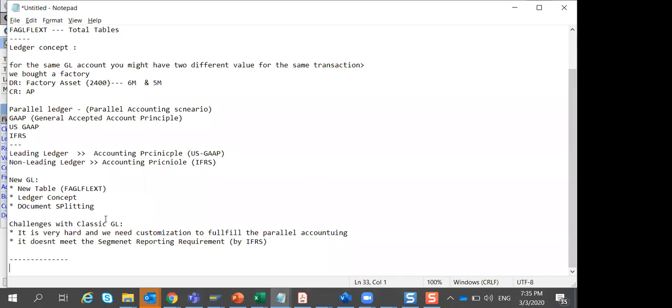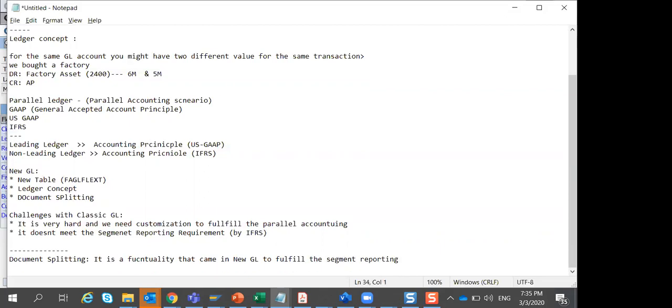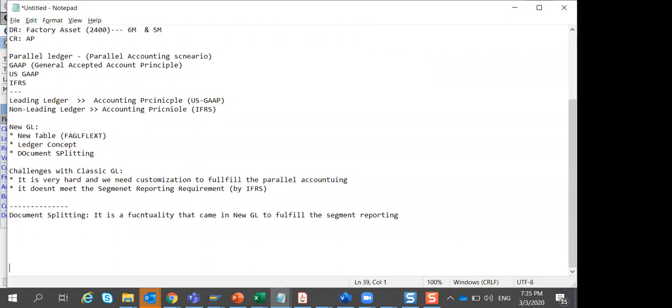Okay. Now I'm going to talk about document splitting. It is a functionality that came in new GL to fulfill segment reporting. Got it? To fulfill the segment reporting. And I'm going to show it to you here simply.